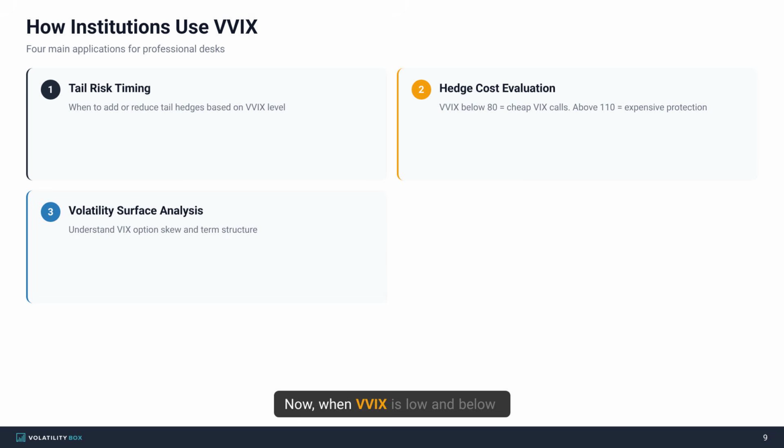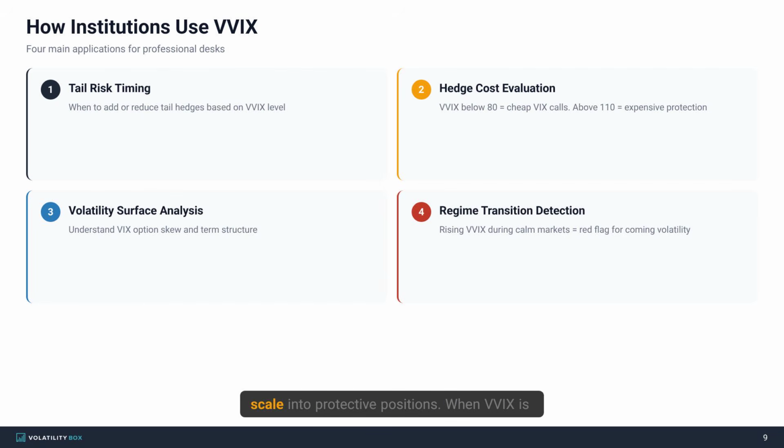Now, when VVIX is low, below 80, VIX calls are typically cheap. And that's when you'll find large funds will scale into protective positions. When VVIX is elevated above 110, that same hedge is expensive. So at this point, institutions may shift to alternatives like SPX put spreads or even collars.